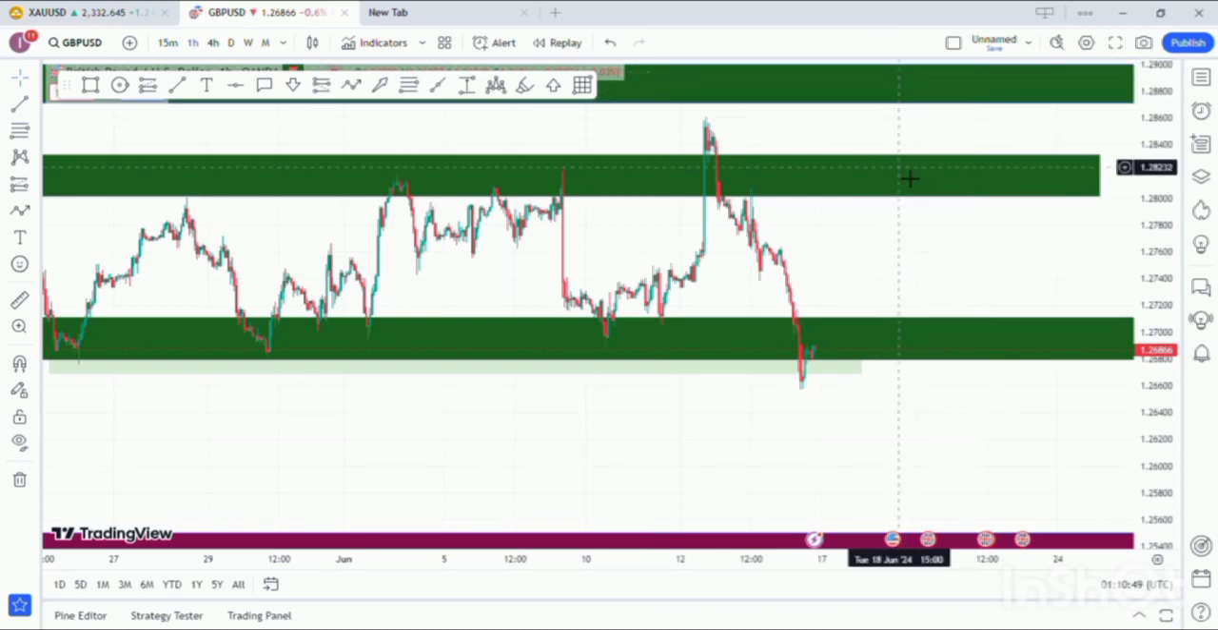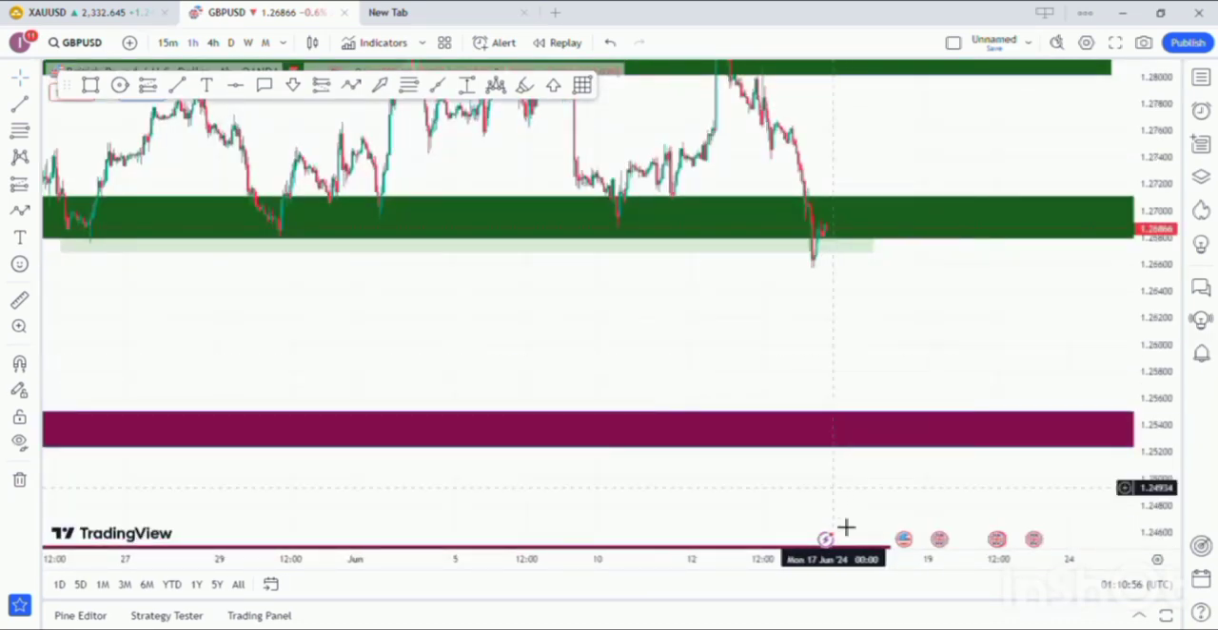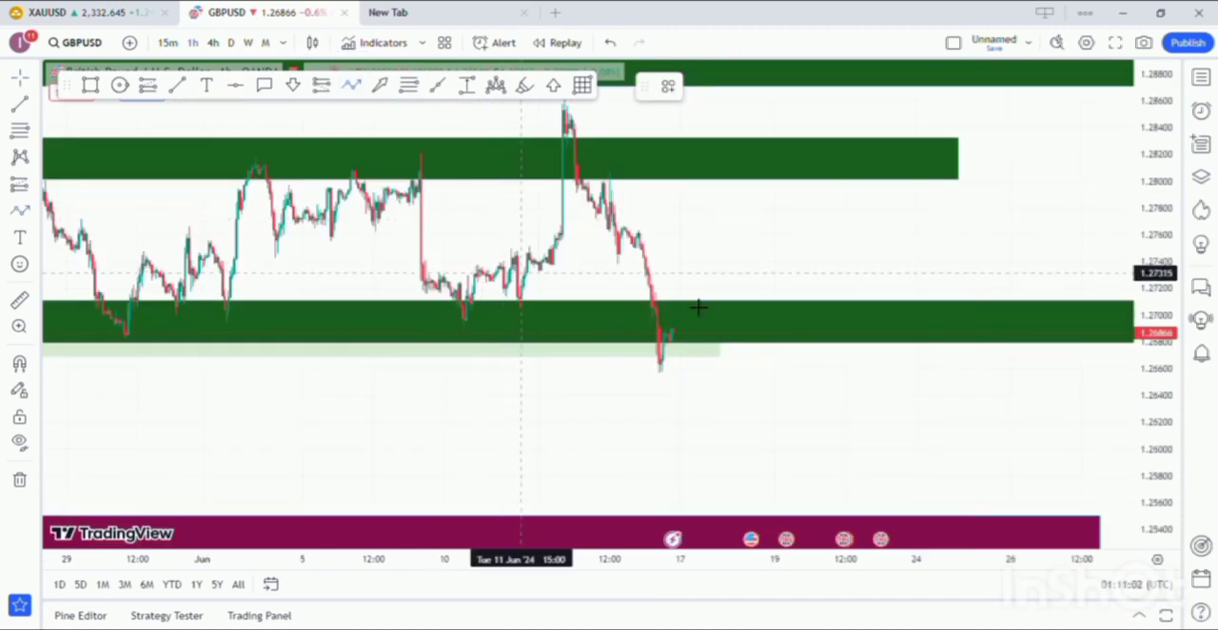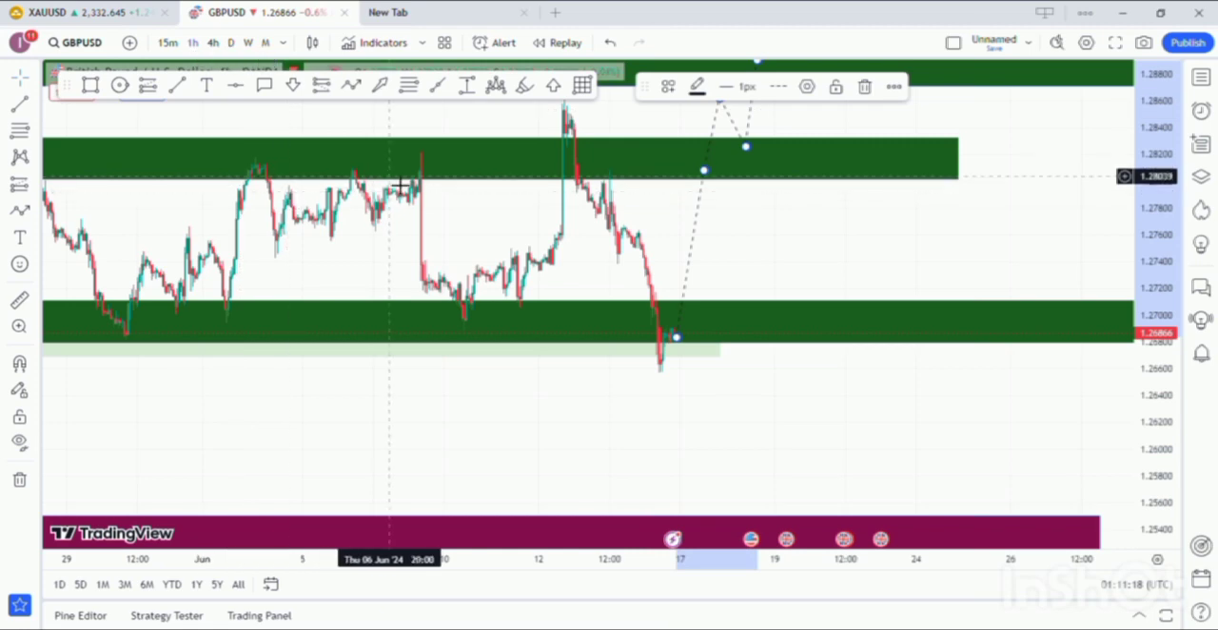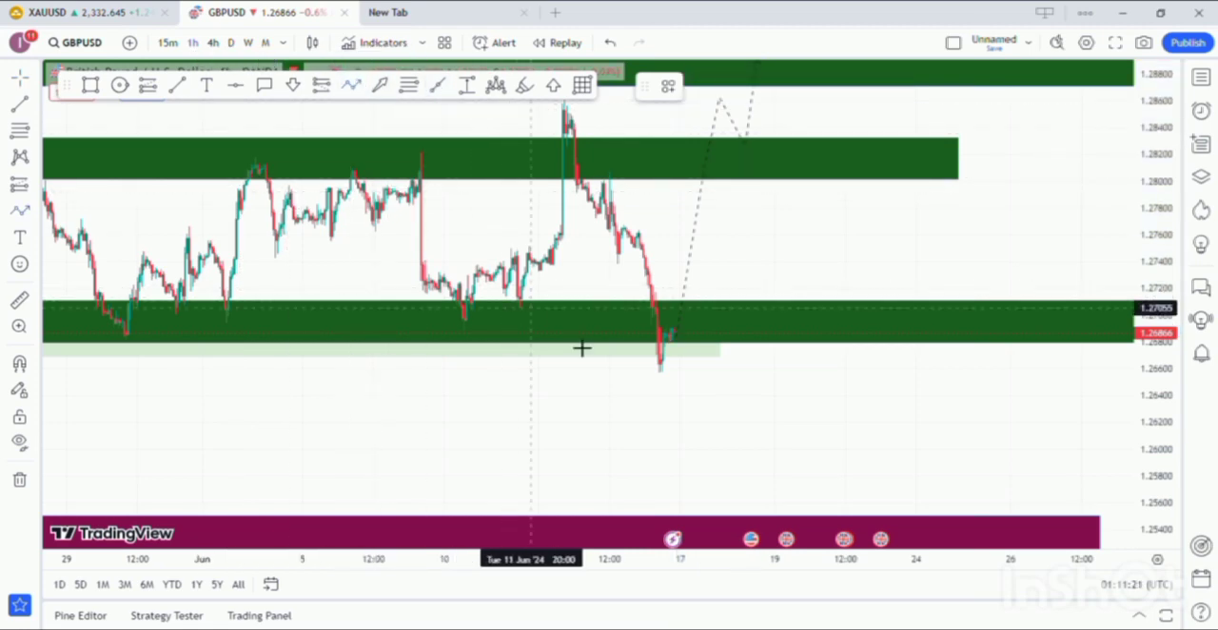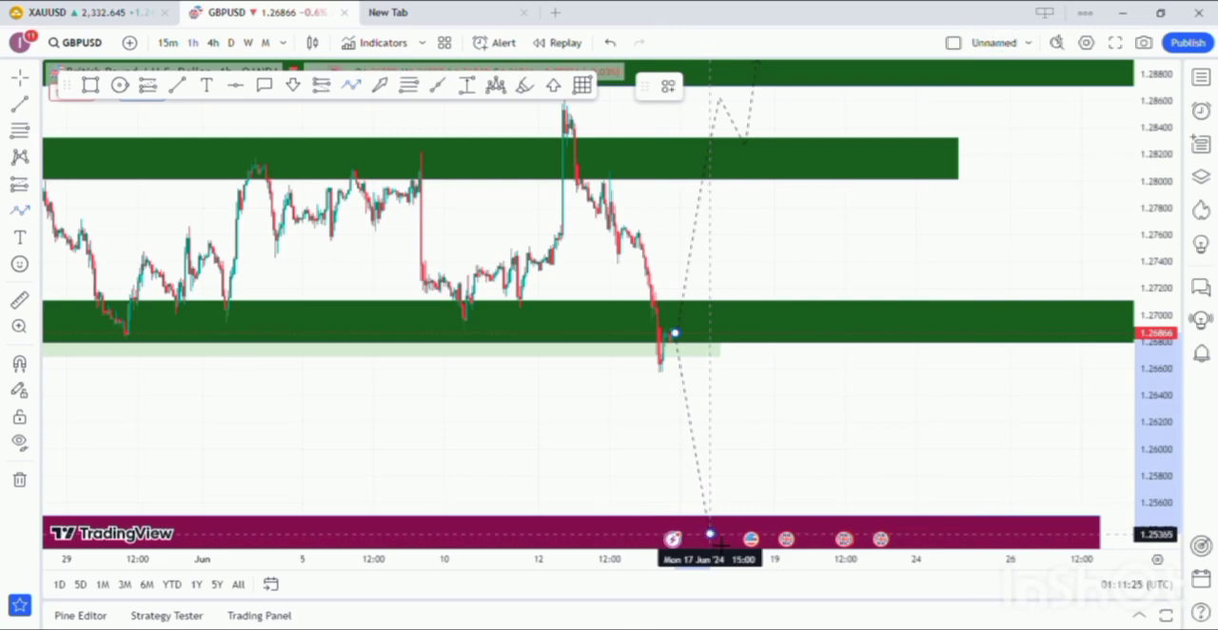But on the flip scenario, if price decides to continue downward, we'll be expecting price to continue downward to this support zone right here. So we are expecting a continuation of price on the 1 hour time frame to respect this resistance zone, or possibly break out of it to the next resistance zone just above. But on the flip side, if price decides to continue downward, since it's already on a downward movement, we'll be expecting price to continue downward from where it is to this support zone right here, guys.